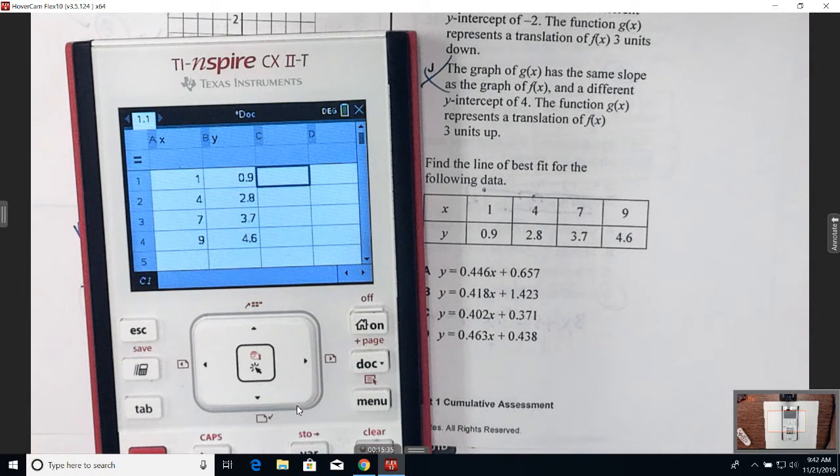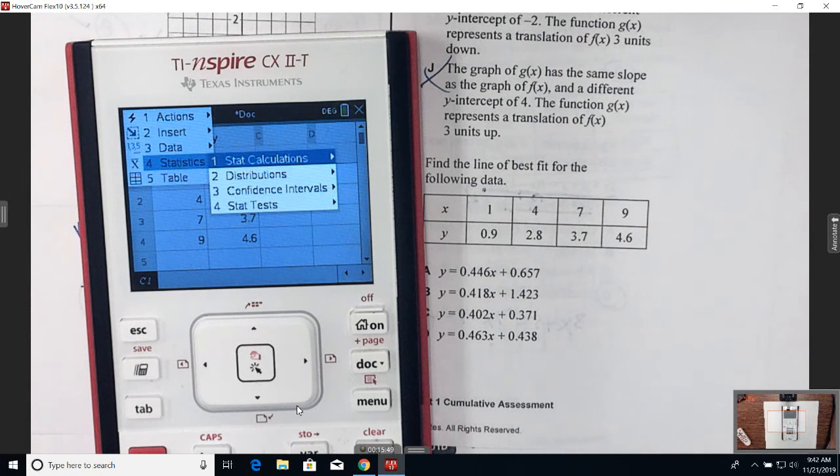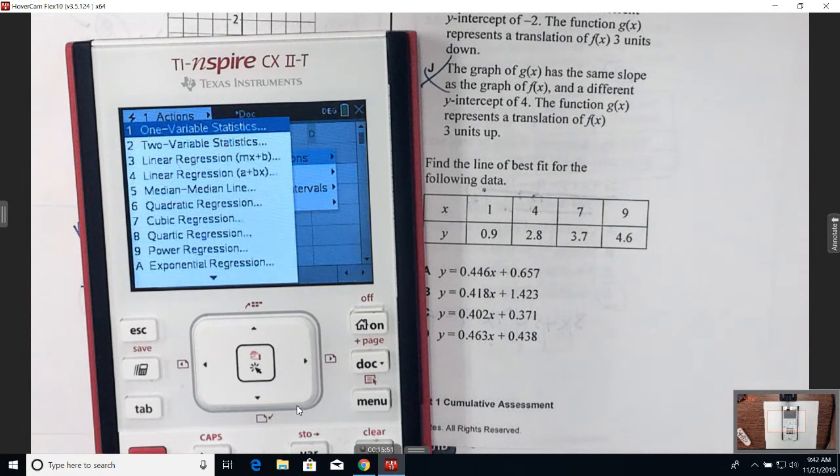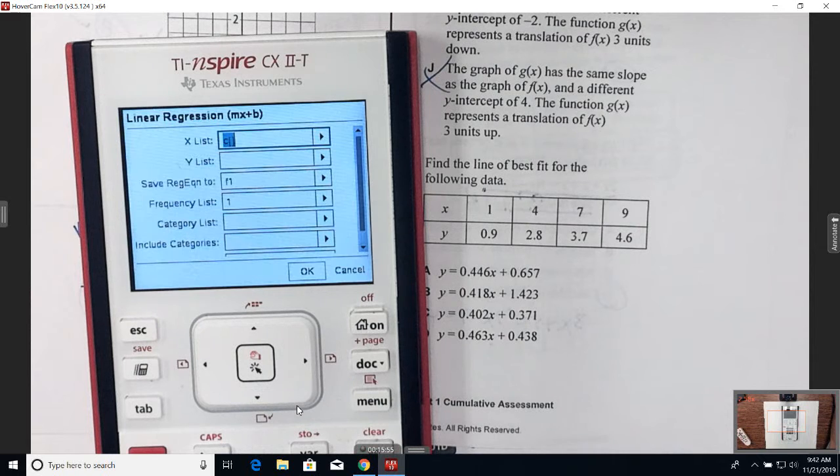Going to go to an empty cell and do what? A linear regression in slope-intercept form. So how do I do that? How do I come up with a line that goes through those points? Hit Menu. Go to Statistics. Stat Calculations. And a linear regression is 3.